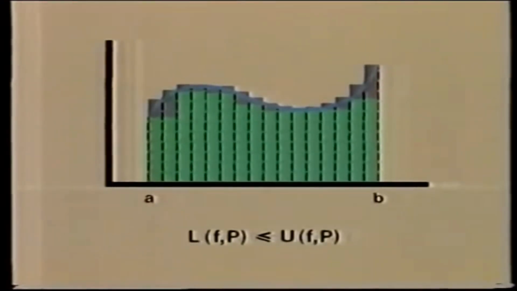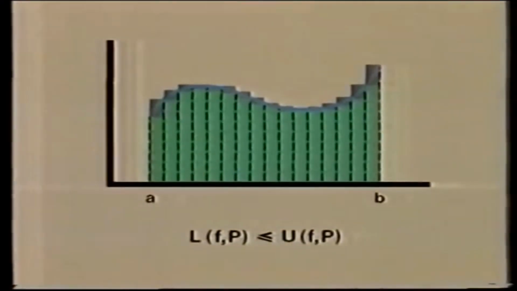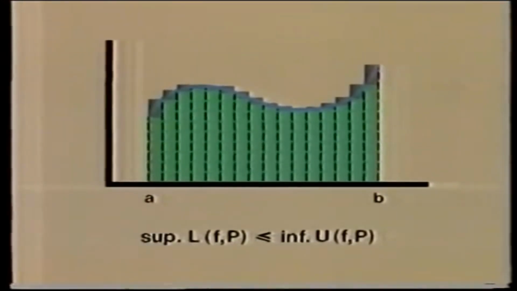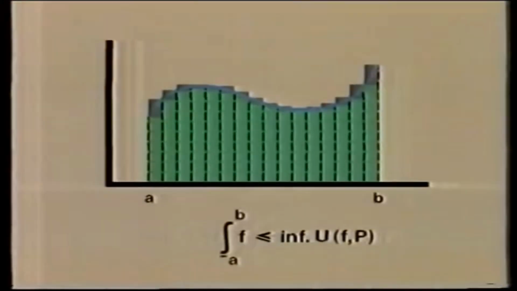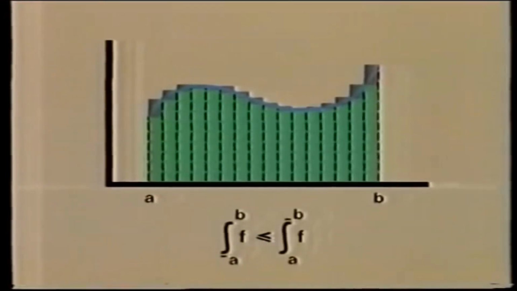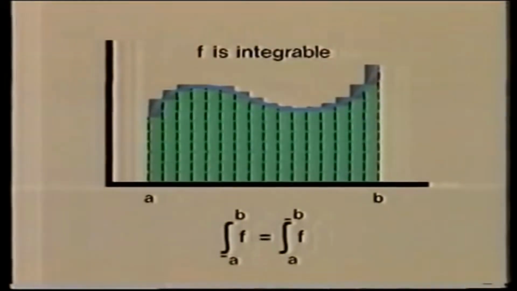Now, upper sums are always greater than lower sums. So it follows that sup of L(f,P) is less than or equal to inf of U(f,P). We call sup of L the lower integral of f over AB, and we call inf of U the upper integral of f over AB. Now, if f is a bounded function and AB a bounded interval, these upper and lower integrals must exist. In cases where they are equal, we say that f is integrable over AB.